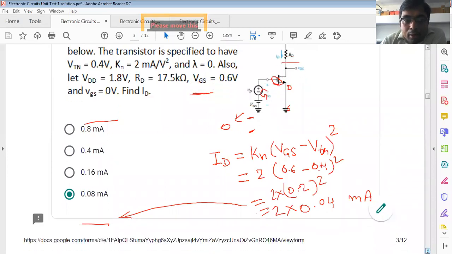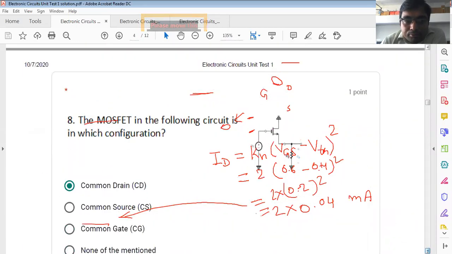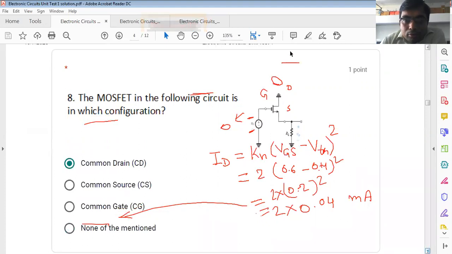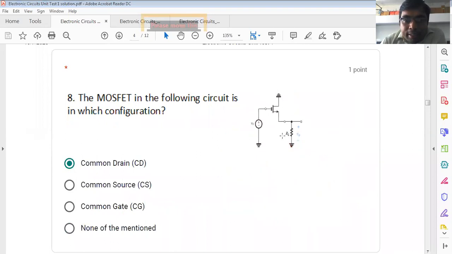Okay. Now come to the 8th question. According to the 8th question, one of the circuits is shown, and you have to say what configuration it is. We have generally learned about configurations like common source, common drain, and common gate. These 3 MOSFET configurations we have learned till date. So in this case, what would be the answer?